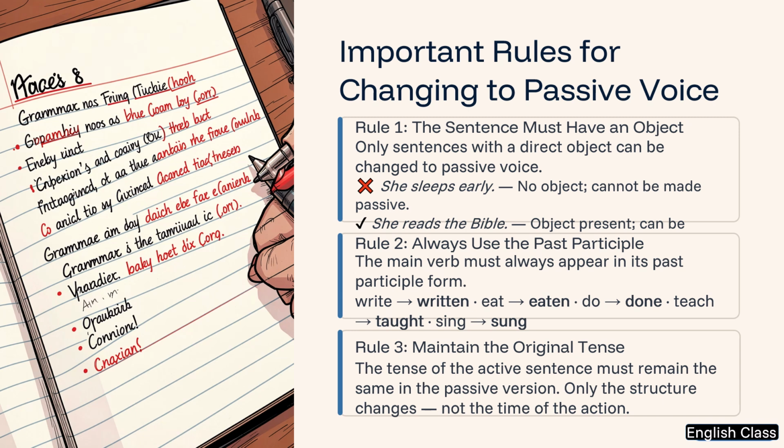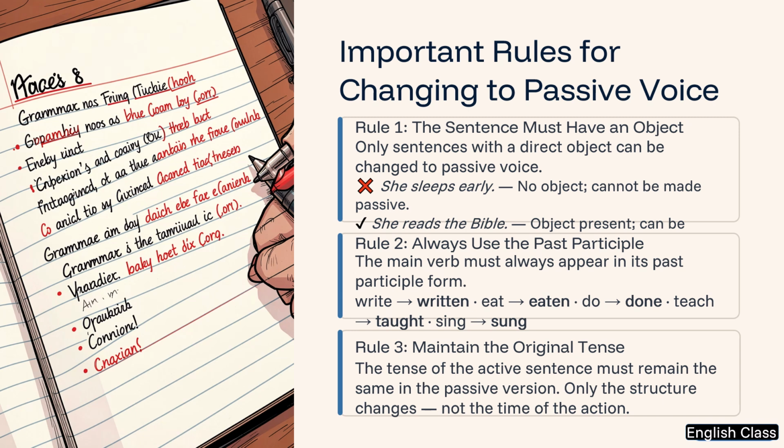Look at the example we have here. She sleeps early. So there is no object. Early is not an object. It's only telling us the time the action sleeps took place. So no object. So we cannot have a passive voice here. It's not going to work because there is no object. Now, she reads the Bible. Here we have the object present and it can be changed into a passive voice. So what you're just going to have is the Bible was read by her. You see that? Good.